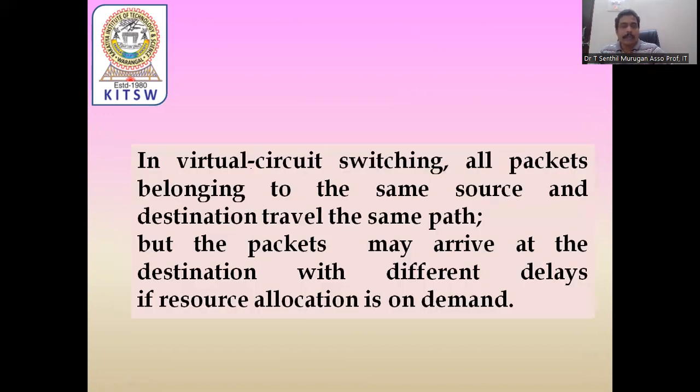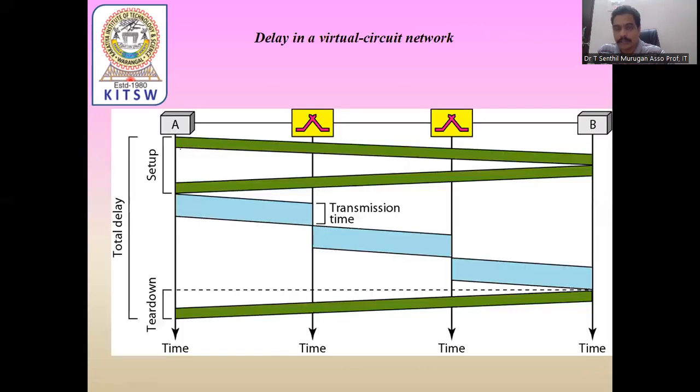In virtual circuit switching, all packets belonging to the same source and destination travel the same path, but the packets may arrive at the destination with different delays if resource allocation is on demand. In this case there is no resource allocation previously. During the setup phase, it will identify the virtual circuit and forward the information through that circuit. Some delay may be there while processing the packets. The setup phase is the same as circuit switching, and the tear down phase is also there. But during transmission there is no processing time here. If processing time is there, then that will be considered here.